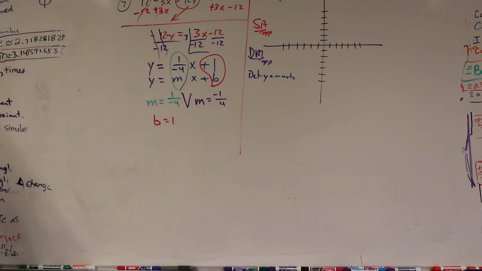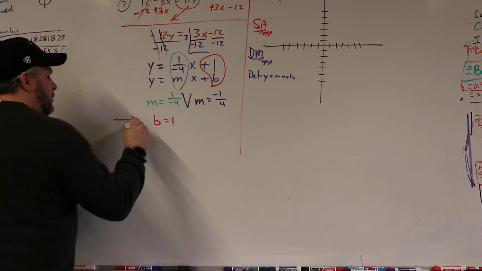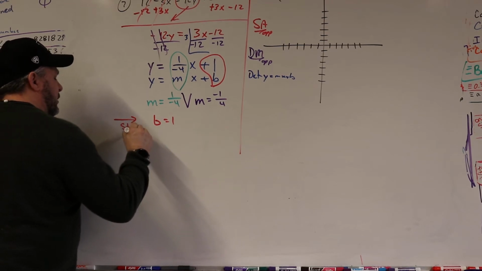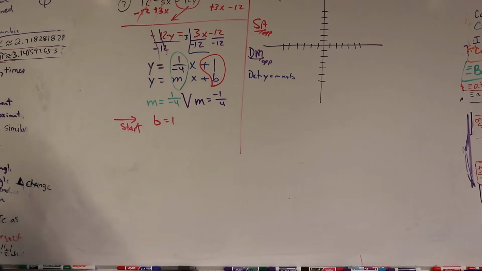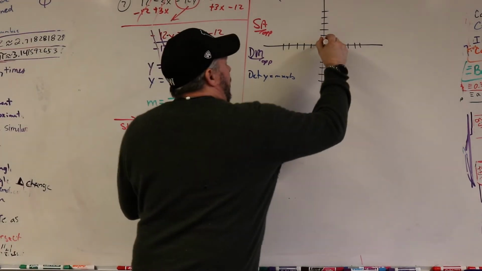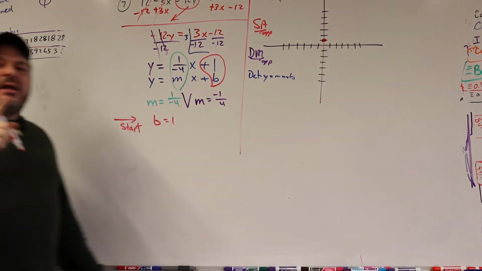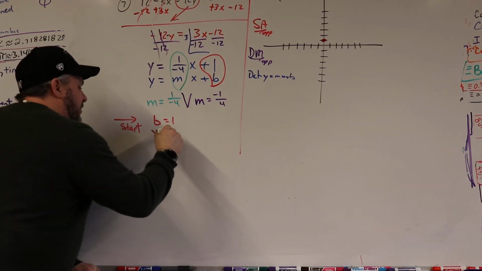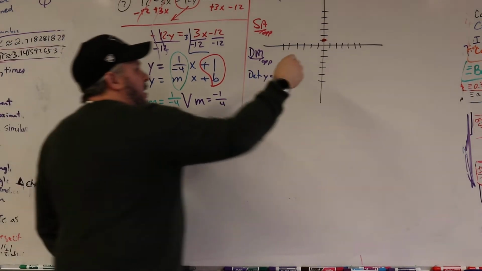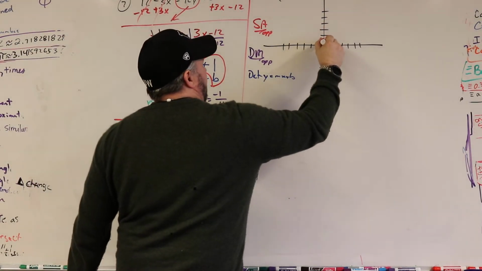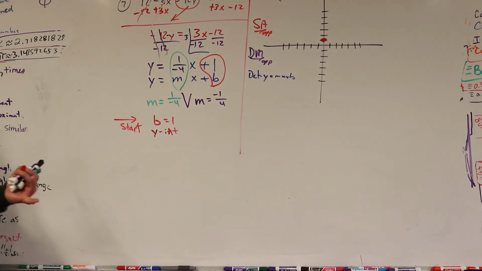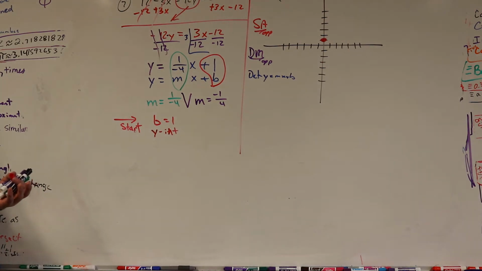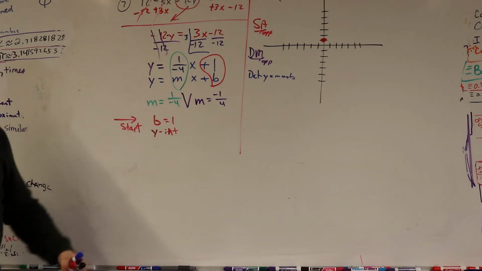Where do we start? We start at b. b equals 1. That is your y-intercept, okay? So you go to y, and you go to 1, and you put a dot there. It's not that hard, right? From there, we're going to go look at the green one.